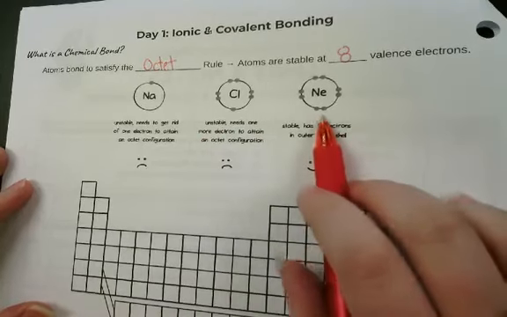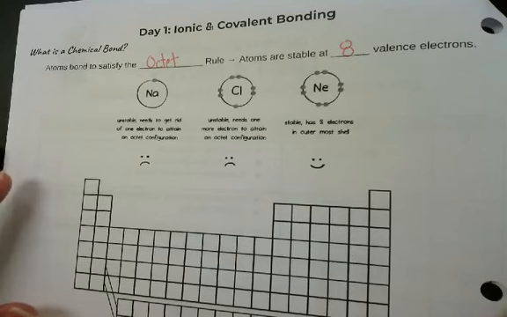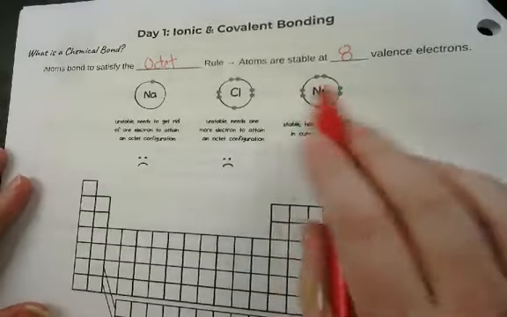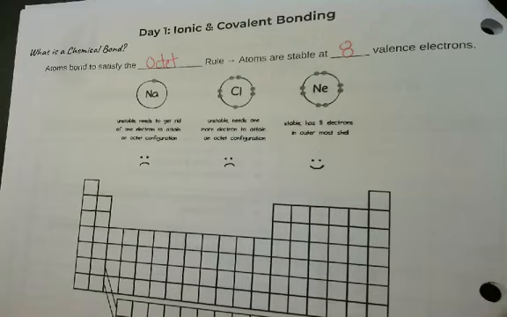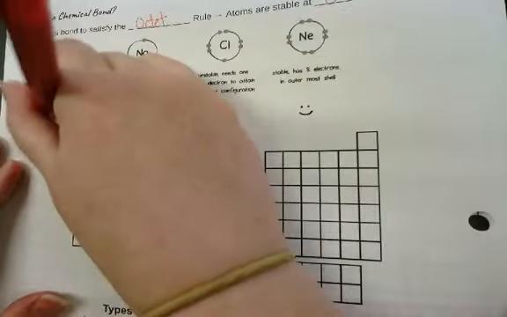Neon is in group 18. It already has 8 valence electrons, so it's stable. It's not going to do anything. It's just going to stay and keep its 8 valence. Okay? All right, so we're going to go through here, and we are going to label what the valence electrons are, and the charge would be based on what group our element is in. So we're going to start with valence electrons.